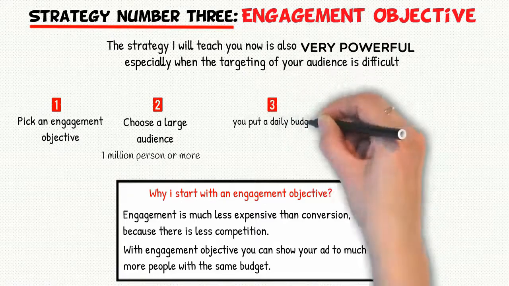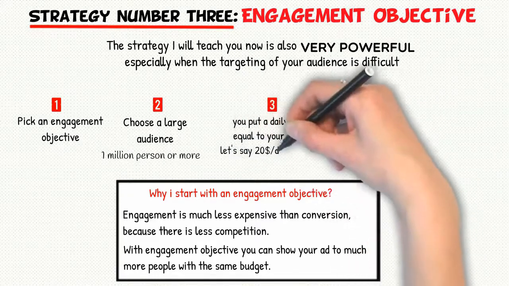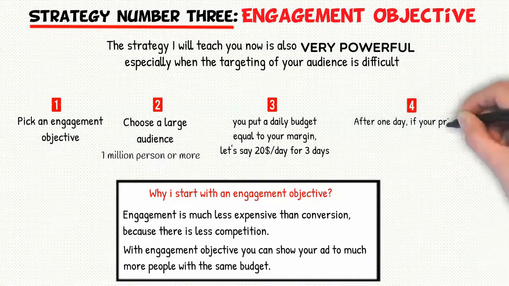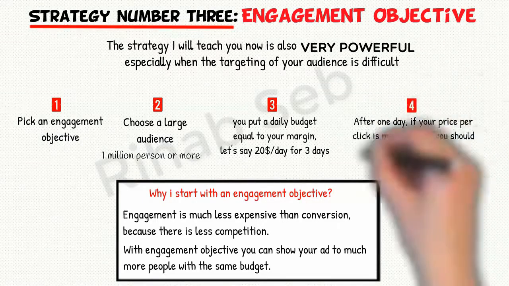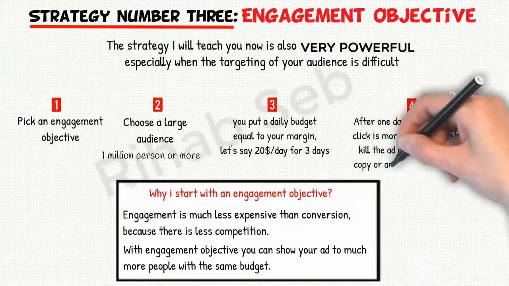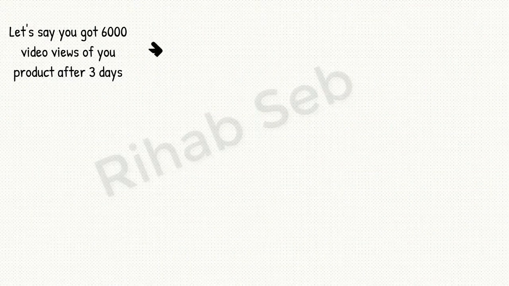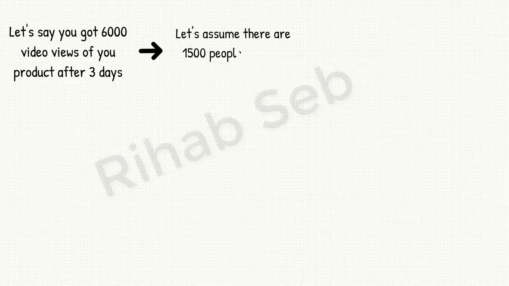So first, you put a daily budget equal to your margin. Let's say $20 per day for 3 days. After 1 day, if your price per click is more than $1, you should kill the ad and try another ad copy or another image or video. So let's say you got 6,000 video views of your product after 3 days.